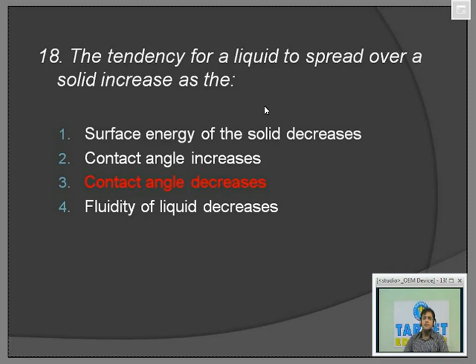The tendency for a liquid to spread over a solid increases as. The correct option for this is option number 3, as the contact angle decreases. So whenever the contact angle is less, the tendency for a liquid to spread increases.